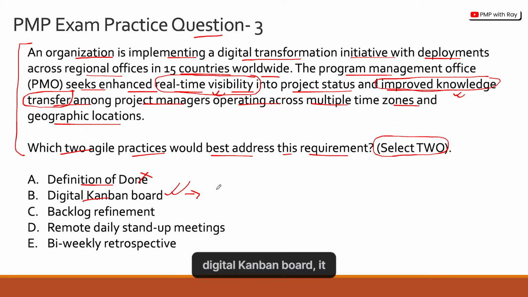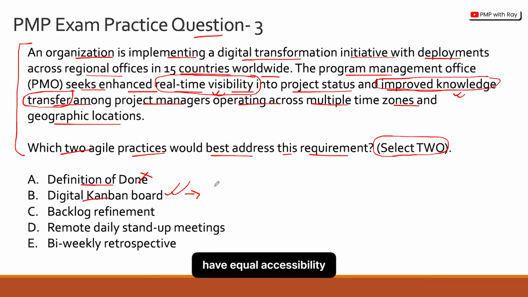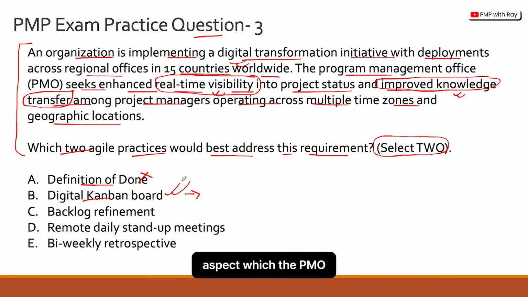So when you have a digital Kanban board, it is real-time and you can update it, and it is best because it's digital and it can have equal accessibility across 15 countries worldwide, right? So it's a very good answer choice. Option B takes into account the real-time visibility aspect which the PMO is asking for.